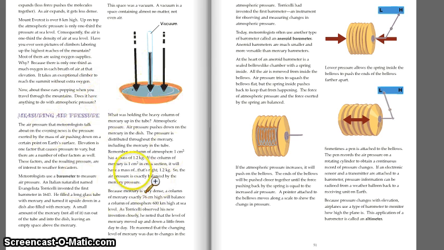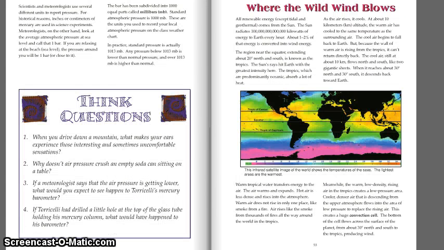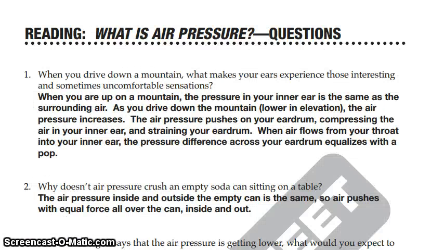Then we started talking about barometers and measuring the amount of air pressure in different areas. We talked about Torricelli and making his mercury barometer, and then aneroid barometers with the springs inside of them. Then we finished the article and went over some of the questions at the end of that article.